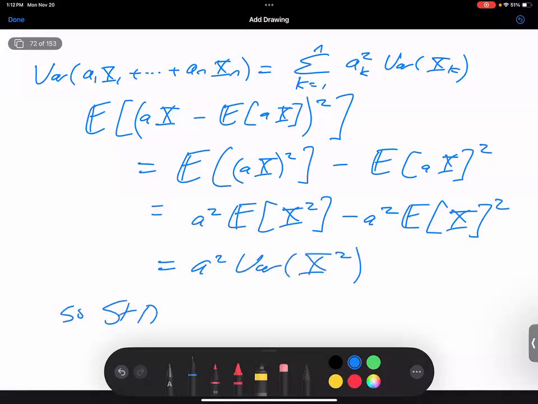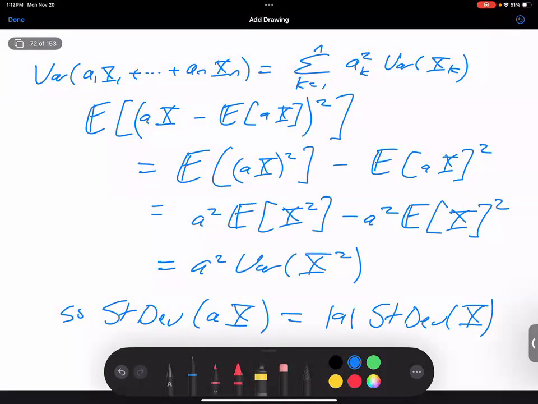So the standard deviation of ax is just the absolute value of a times the standard deviation of x. That's the nice way to look at things. If I rescale, if instead of measuring things in yards, I measure things in feet, all of my numbers have just changed by a factor of 3.